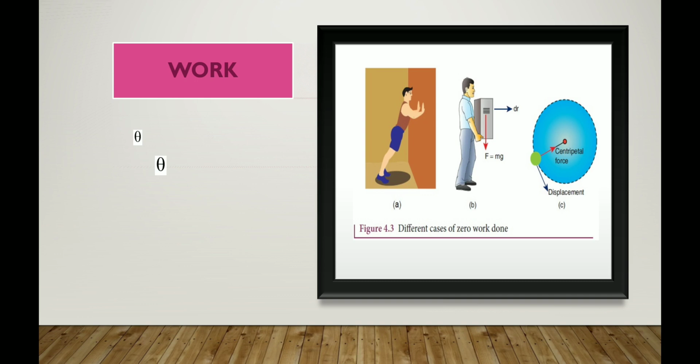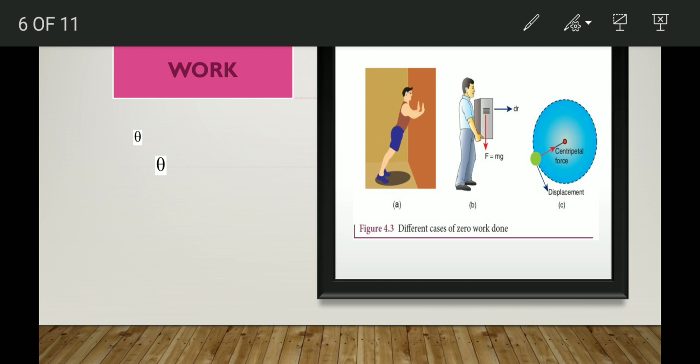This is the next slide which shows you case number 2. In figure B of this slide, there is a person who is moving in this direction, and the weight that he is carrying is acting in the downward direction. That means the angle between force and displacement is 90 degree.